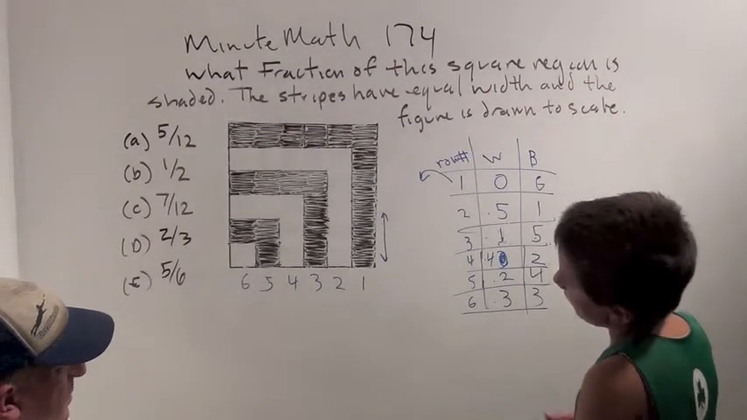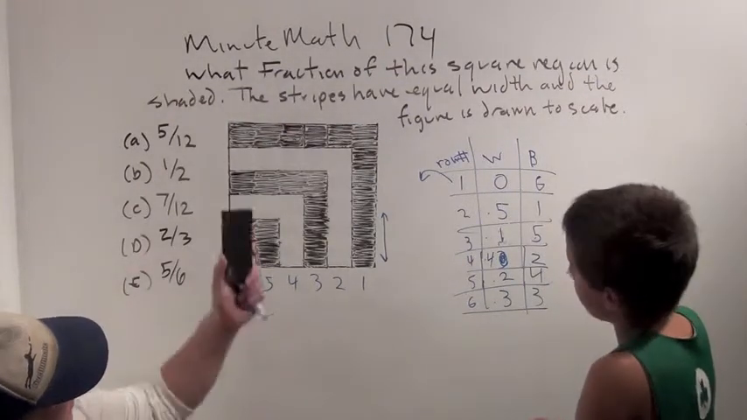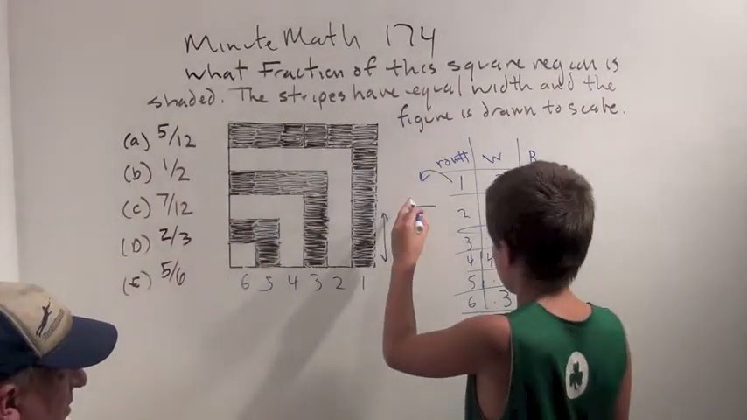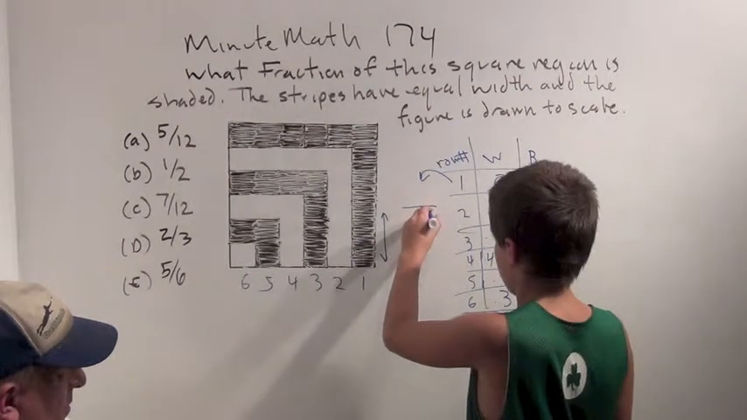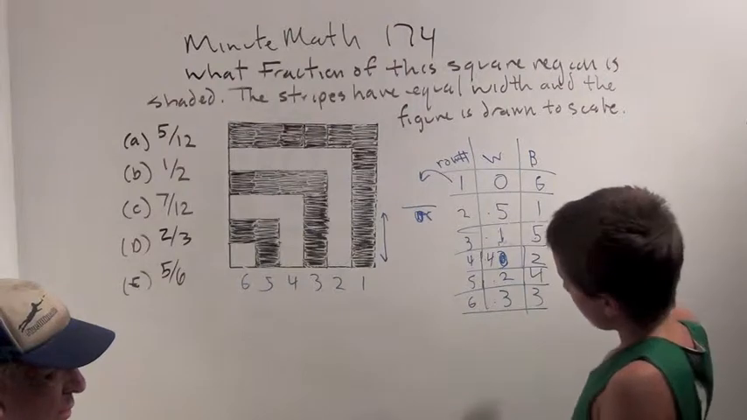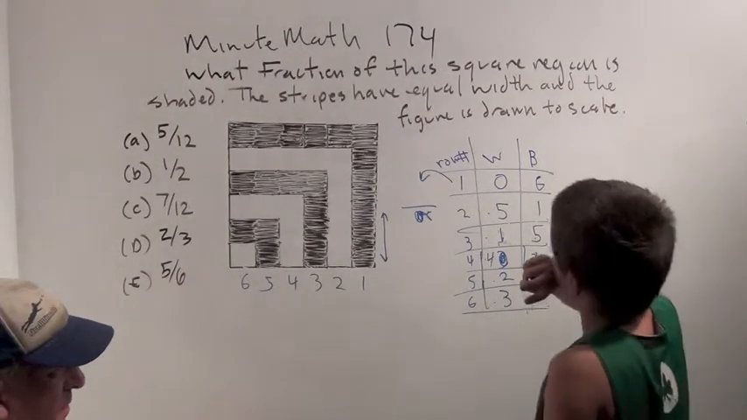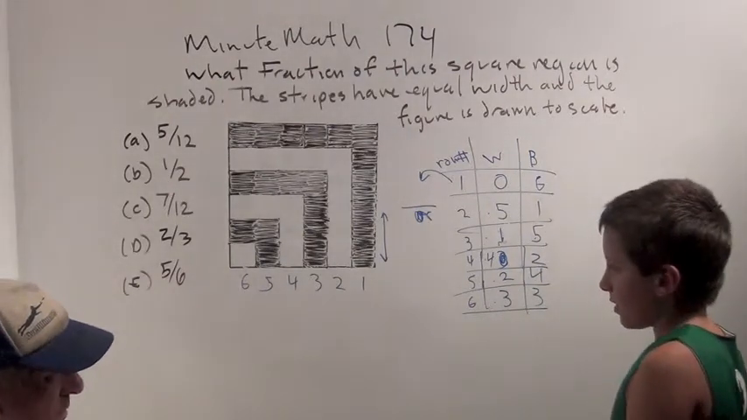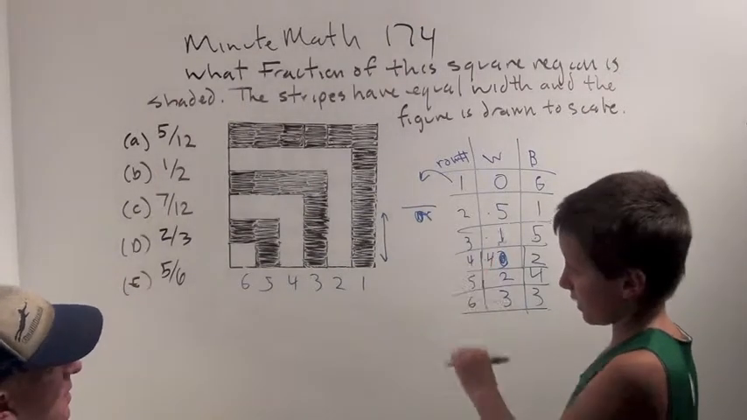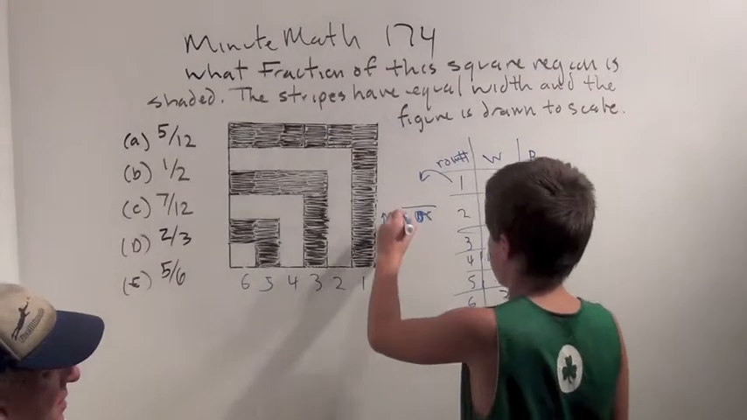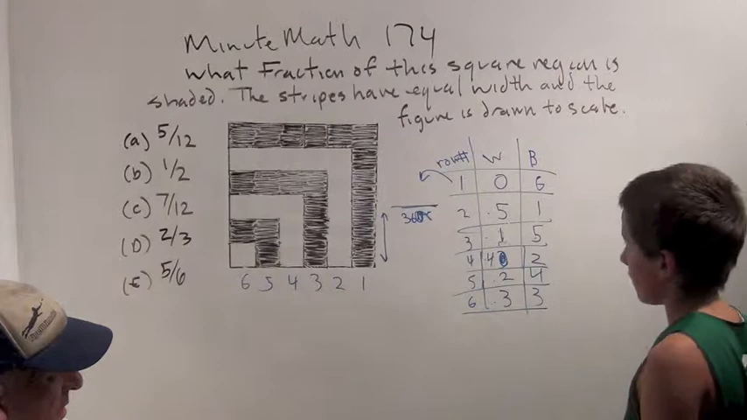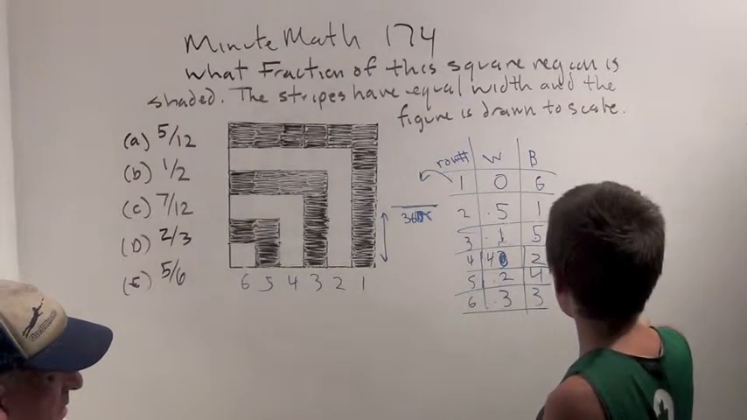So do they want the whites on top or the blacks on top? Well, it says what fraction of this square region is shaded? So the whites are on the bottom. Wait a minute. So what fraction is it shaded? Actually, it's out of 36. We don't really need the whites though. You don't even need to count the whites. So it's 36. Okay. And then is this 15 also?